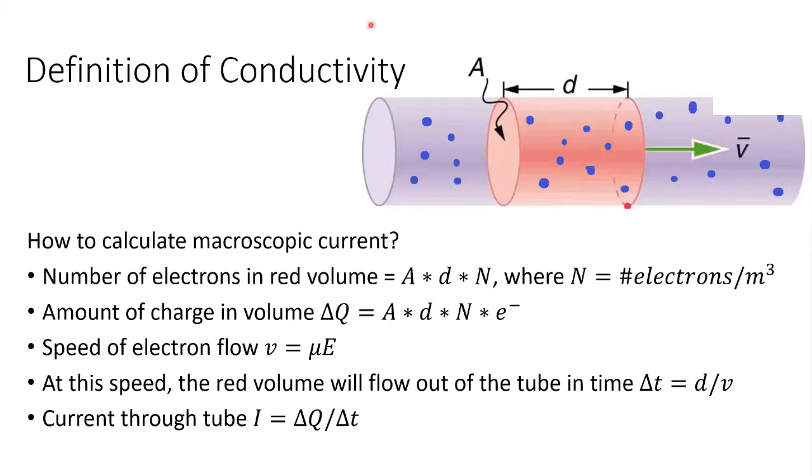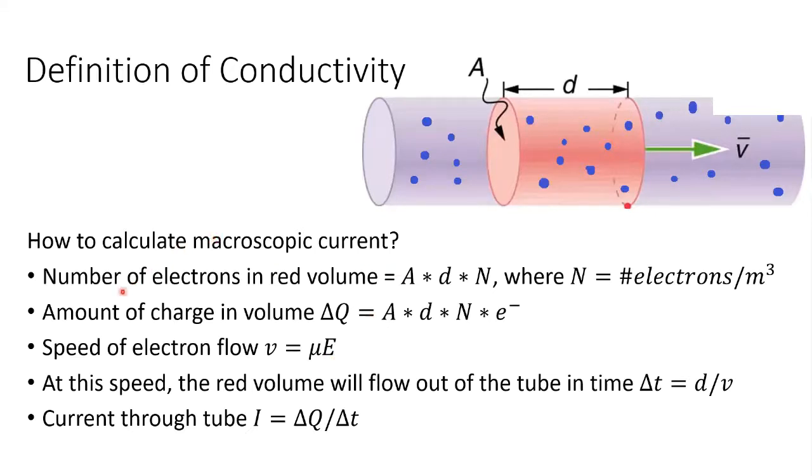So imagine we have a wire and we have electrons in it represented by blue dots. And we choose an arbitrary volume cross-section of the wire. Let's say this red cylinder here. And we know that if we apply a voltage, then electrons will flow through with a certain velocity. And this is represented with this letter v. And this velocity is equal to mu times E.